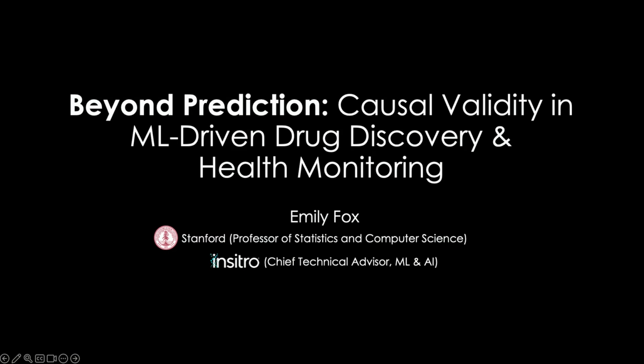Very excited to be here. Definitely a trip down memory lane for me, being so close to MIT. In this talk, I'm going to discuss both ongoing work at insitro as well as really just a vignette from my lab at Stanford. Both parts of the talk really focus on this theme of how machine learning can be transformative for biohealth, from drug discovery to health monitoring. But focusing just on predictive performance really is not sufficient. And getting to causality is key to get to decision-ready science.